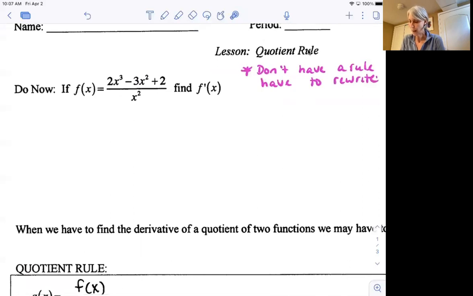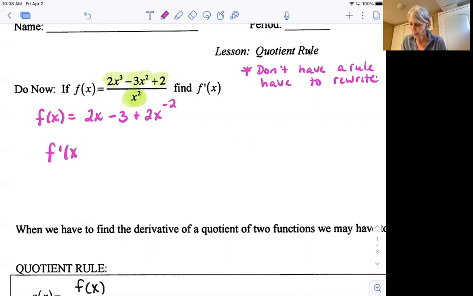And we know when we're dividing by a monomial, we can split this up and simplify it that way. So we can rewrite this function as f of x equals 2x cubed over x squared is just 2x, right? Negative 3x squared over x squared is minus 3, and then positive 2 over x squared is plus 2x to the negative 2. Okay, so there are going to be times when we're going to want to rewrite our function.